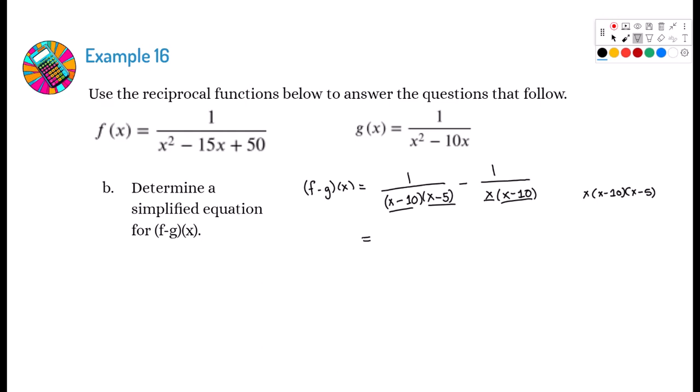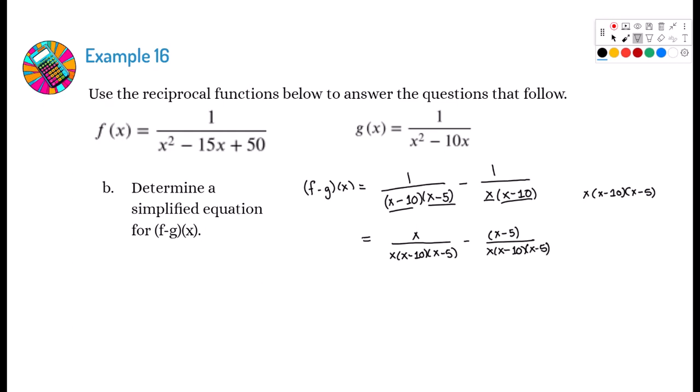So what are we going to do here? Well, we're going to multiply numerator and denominator by anything that's missing. What does that mean? For this term, I'm going to multiply top and bottom by x because it doesn't have that x term. And for this one right here, I'm going to multiply top and bottom by x minus 5. I'm putting it in the brackets because we don't want to mess it up. So this is what I have right here.